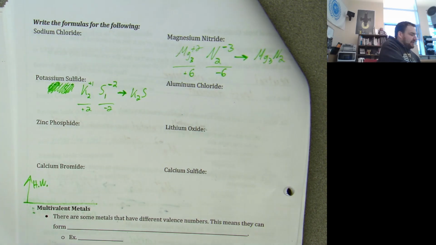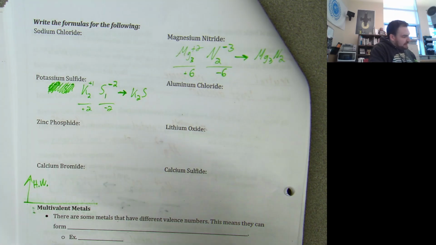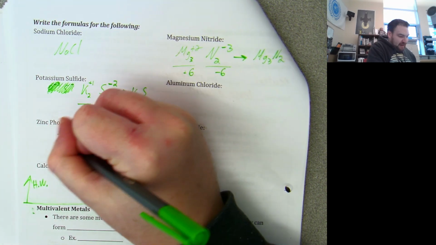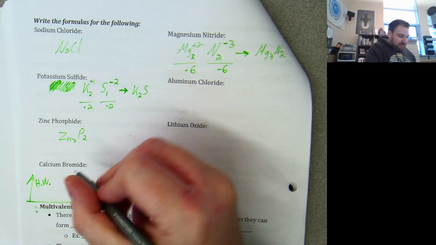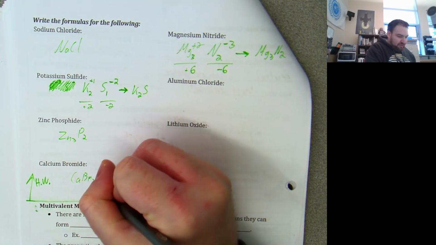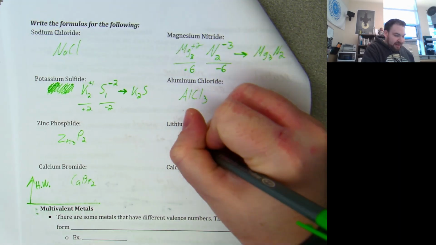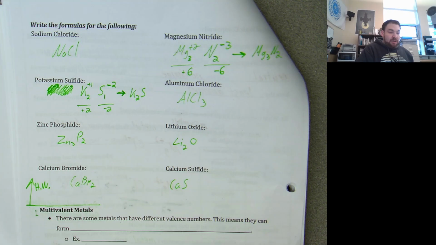So then the rest of these answers, I'll just crank them out for you. I have them here somewhere. This one's going to be NaCl. This one's going to be Zn3P2. This one's going to be CaBr2. AlCl3, Li2O, and CaS. Those are the answers to the 8 questions I left you with yesterday. Comments, questions, concerns?